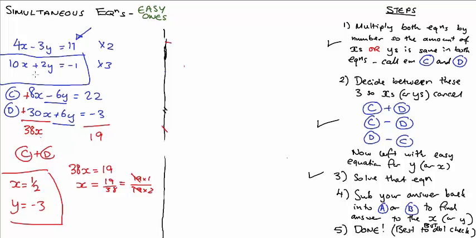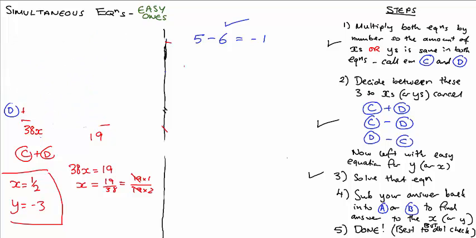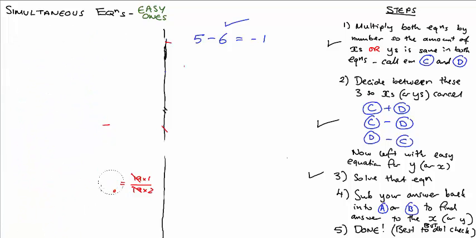So 10 times a half is 5. 2 times minus 3 is 6, minus 6. And does that equal minus 1? It sure does. So that's correct. And that's it. I guess for the final example, what I'll show you is when you have 2 negatives.